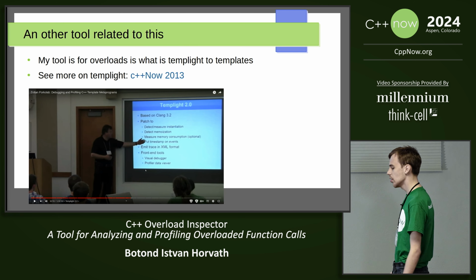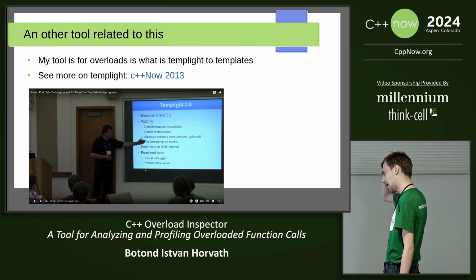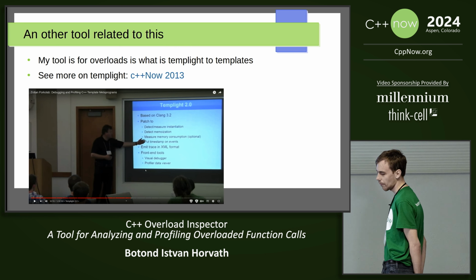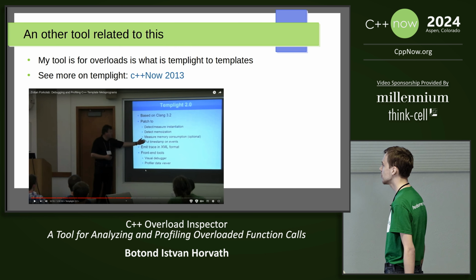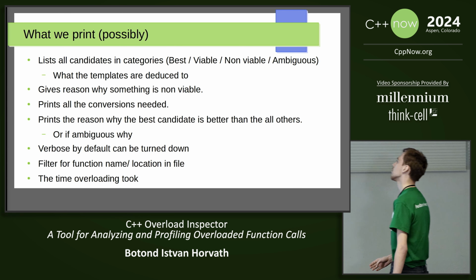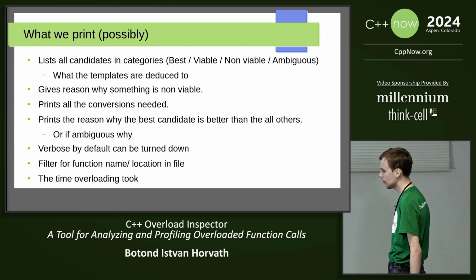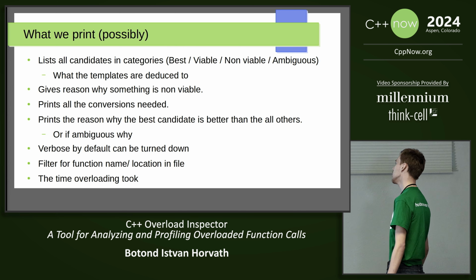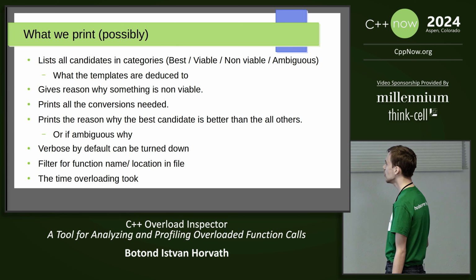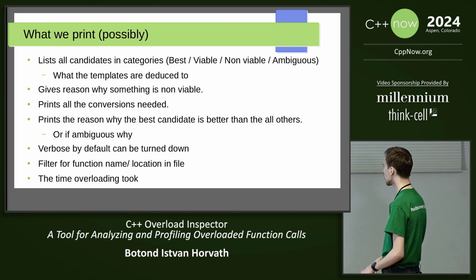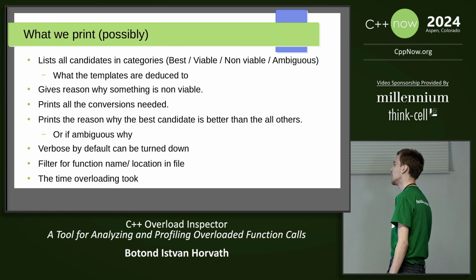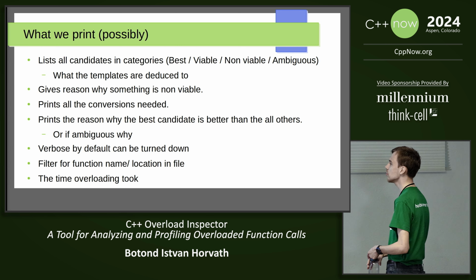Another tool related to this, that was basically my motivation, and I took some ideas from it, is the tool called Templight. That does the same thing, but for templates, not for overloads. So there are a lot of things which my tool prints if it's enabled. It lists all the candidates that were possible at the call site, and it puts them in different groups. Of course, it marks the best, but it also separates the viable ones from the non-viable ones. And it also marks which ones were ambiguous, if any.